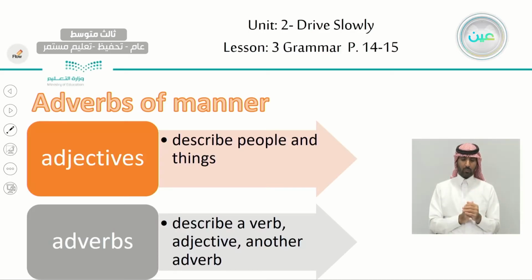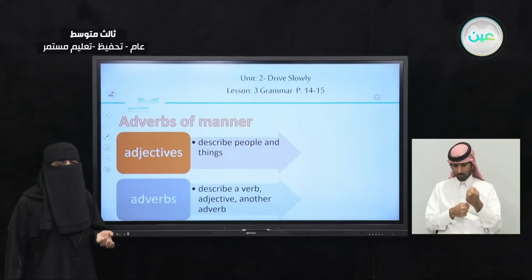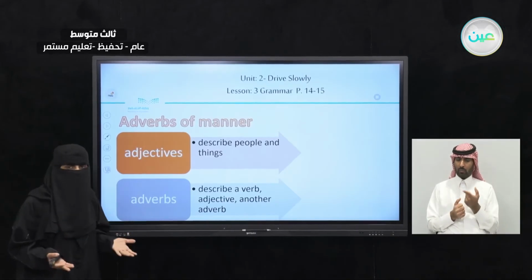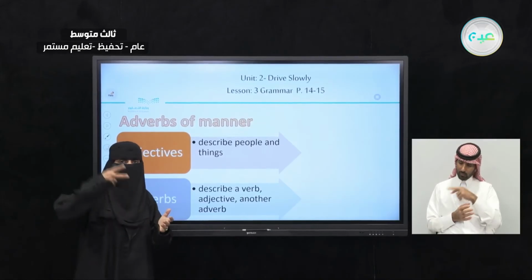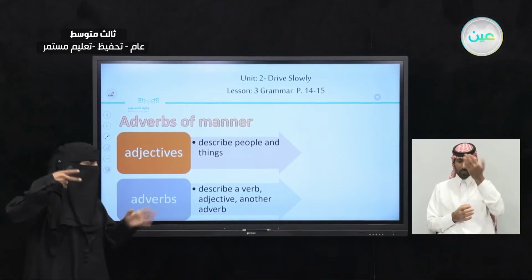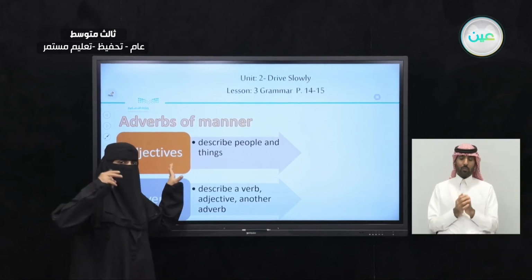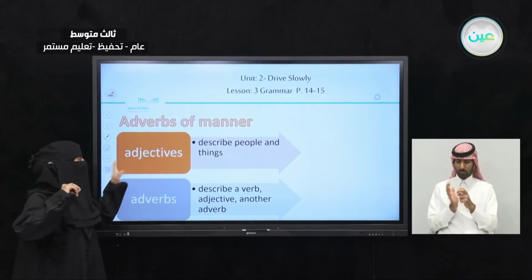For the second part of our grammar, we have adverbs of manner. Adverbs of manner. What does adverbs of manner mean? We have to differentiate between 2 things before we start. This, you can't see it in your book. This is something extra. Okay, this is related on page 14, related to the second part of our grammar.